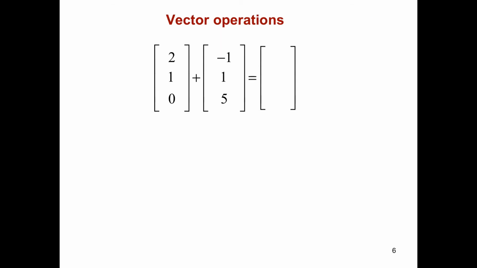So here is an example of an operation. If I have two vectors, the first vector, which is 2, 1, 0, and the second one, which is -1, 1, and 5, what's the most natural way to add them up?